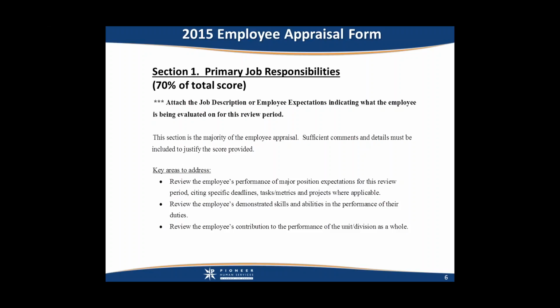This section, the primary job responsibilities, is the majority of the employee appraisal. It's weighted at 70%. Please ensure that sufficient comments and details are included to justify the score that you provide for this employee's performance for the year. Key issues to address: you want to review the employee's performance of major position expectations for the review period. You want to give examples of how an employee made or did not make specific deadlines. If there are tasks or metrics or projects where applicable, you want to include those here. Also review the employee's demonstrated skills and abilities in the performance of their duties, and review the employee's contribution to the performance of the unit or division as a whole.